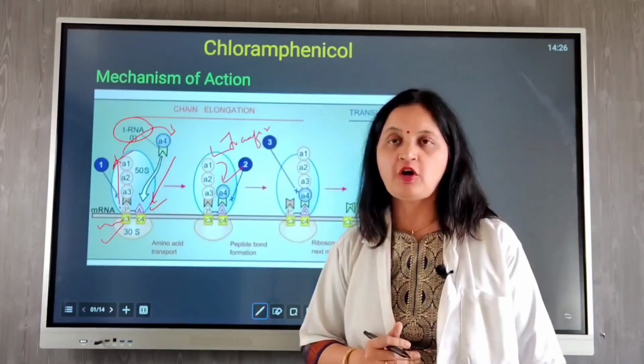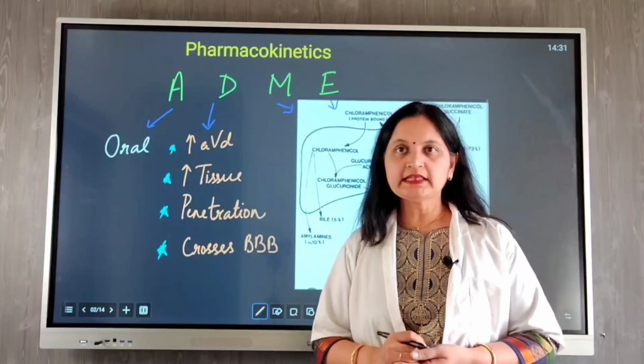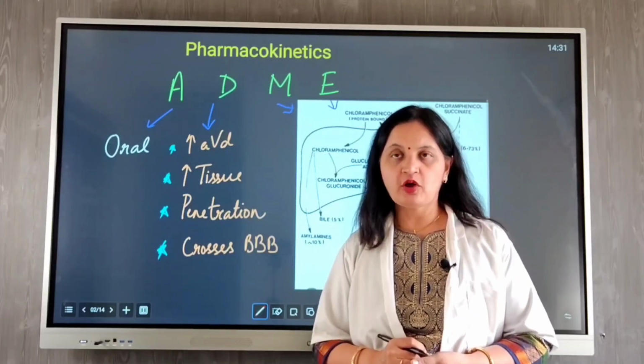So this inhibits the peptide bond formation, the growth of the peptide chain is blocked, and this inhibits the protein synthesis and multiplication of bacteria. So what are the key pharmacokinetic features of chloramphenicol?